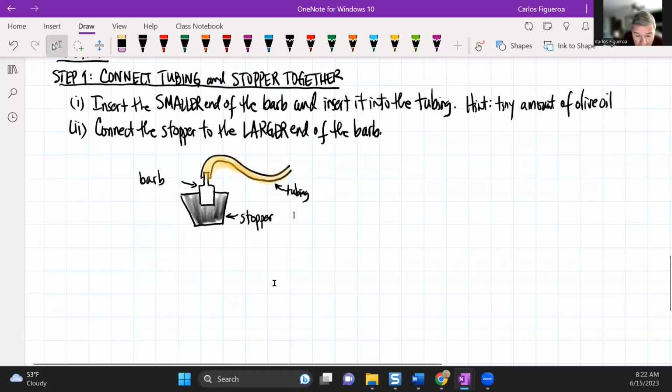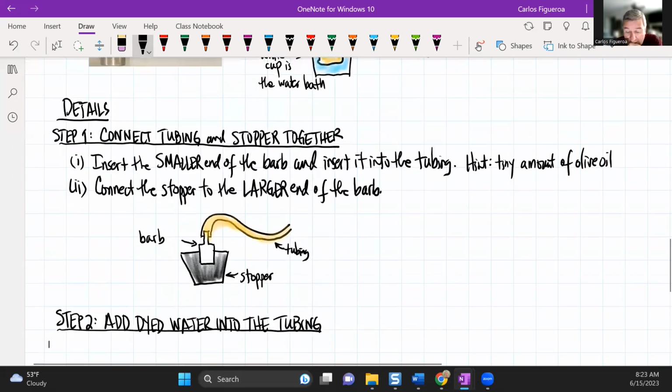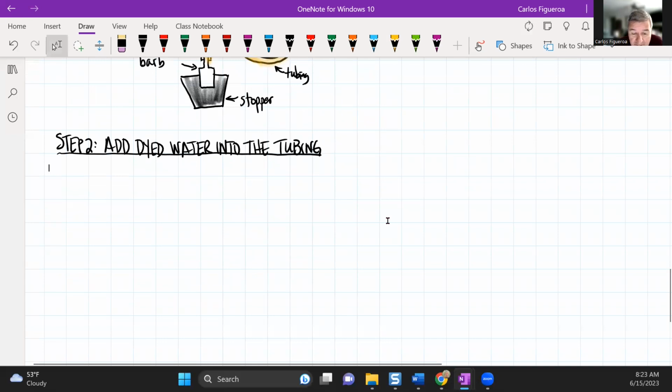So now let's go to the next step. Now I'm at step 2. I'm going to add dyed water into the tubing. I would say that this one is one of the tougher ones, and the reason why it's tough is getting the bubbles out. So let's go through the process.